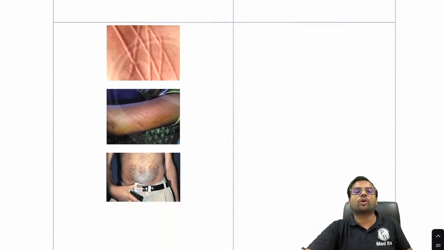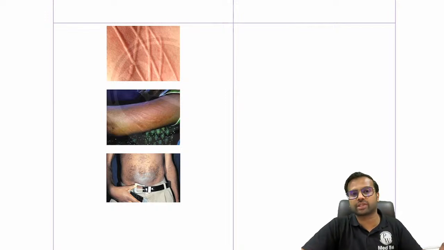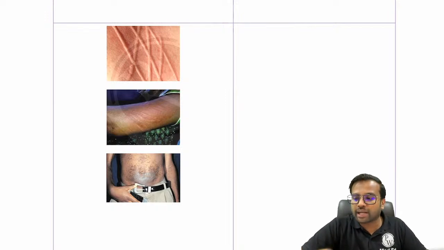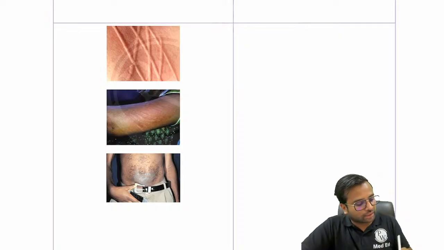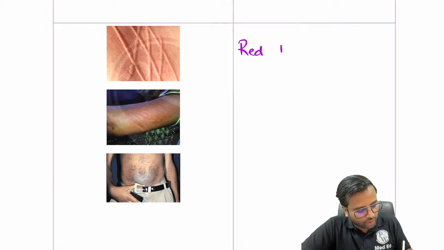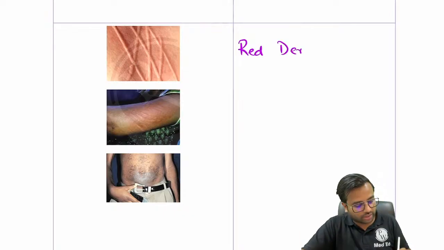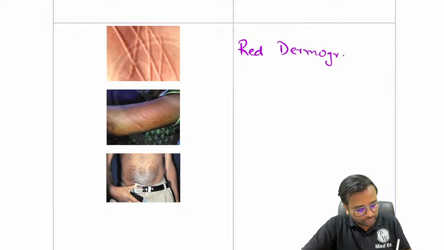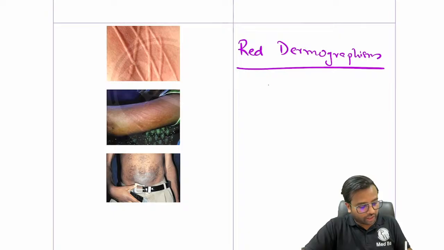Very good. So when it comes to urticaria, there is something called dermographism, which is very important. Right now we will try to recollect three types of dermographism. The first type is red dermographism, that is seen in chronic urticaria.